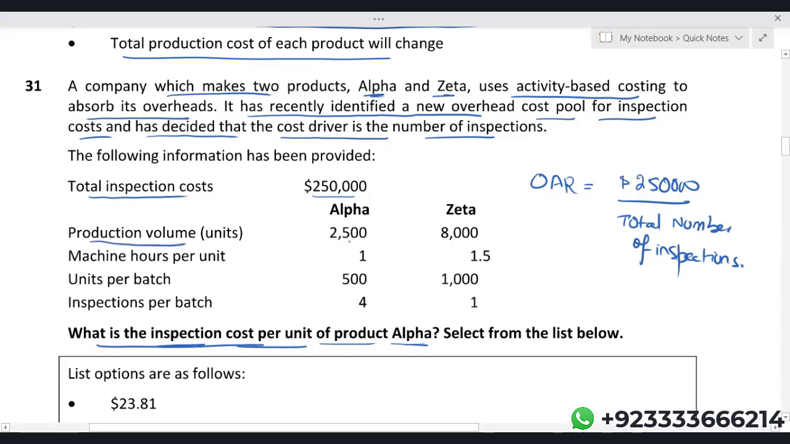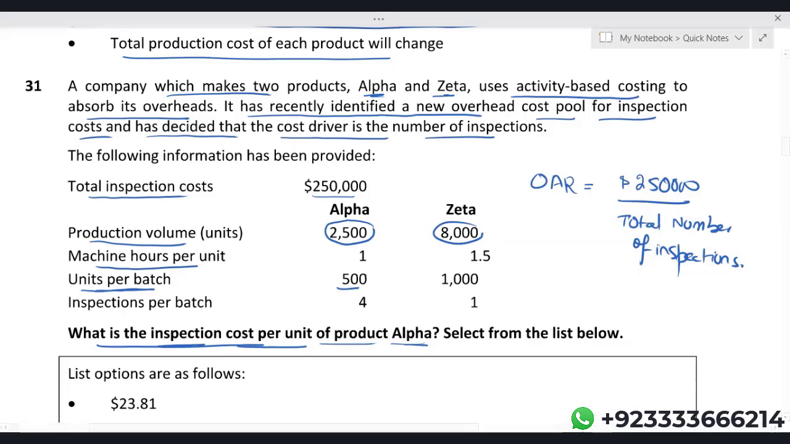Production volume: alpha is having 2,500 units. Zeta volume is 8,000. Machine hours per unit. Units per batch, very important. Units per batch is 500. So basically, when we make one batch of alpha, logically we'll be producing 500 units. So it means the production is not on a unit basis, the production is on a batch basis.